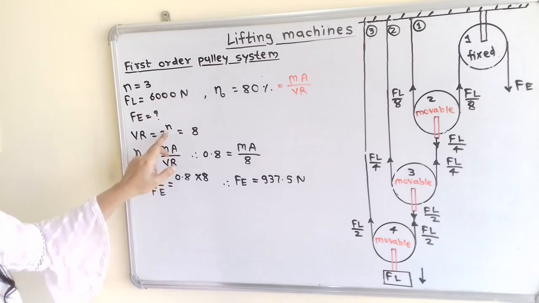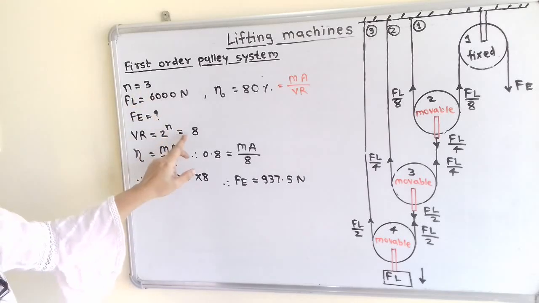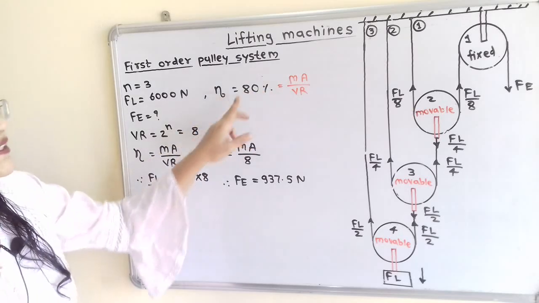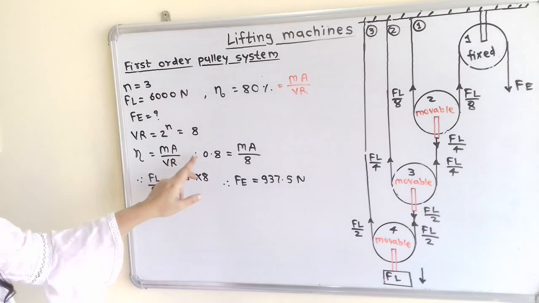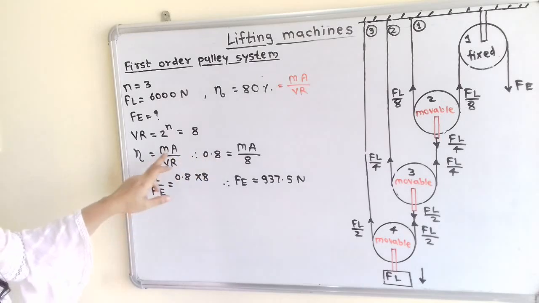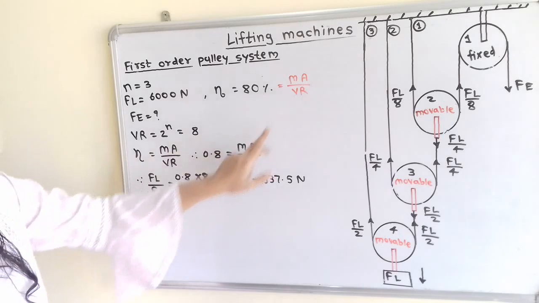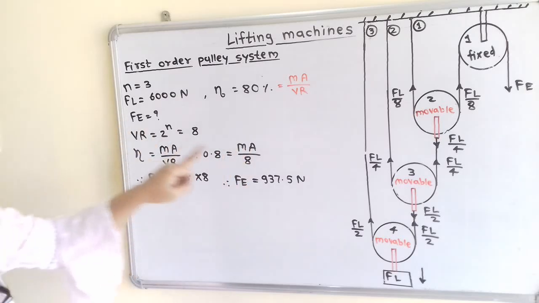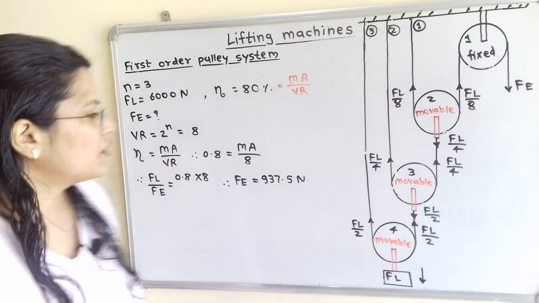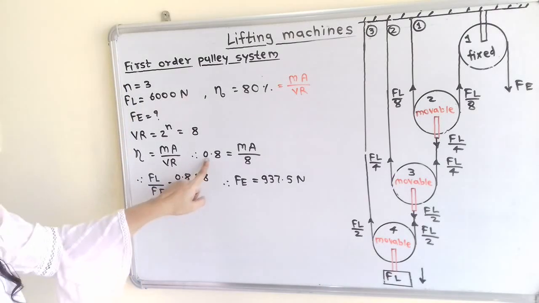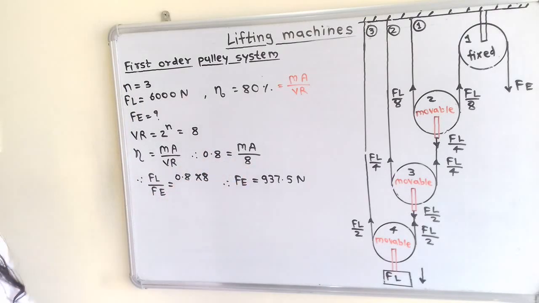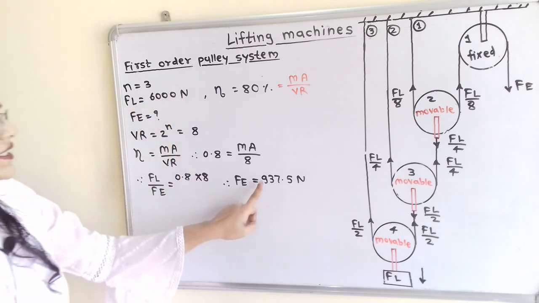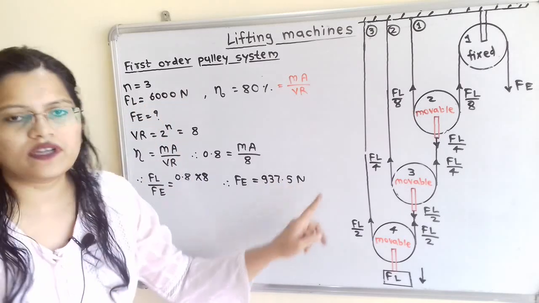VR is equal to 2 raised to n, that is 2 raised to 3 is equal to 8. Now we will put eta 80%, that is 80 by 100, which is equal to 0.8, is equal to MA by 8. So mechanical advantage is nothing but the ratio of FL by FE. So FL by FE is equal to 0.8 multiplied by 8. So the value of FL is given, so FE is equal to 937.5 Newton.